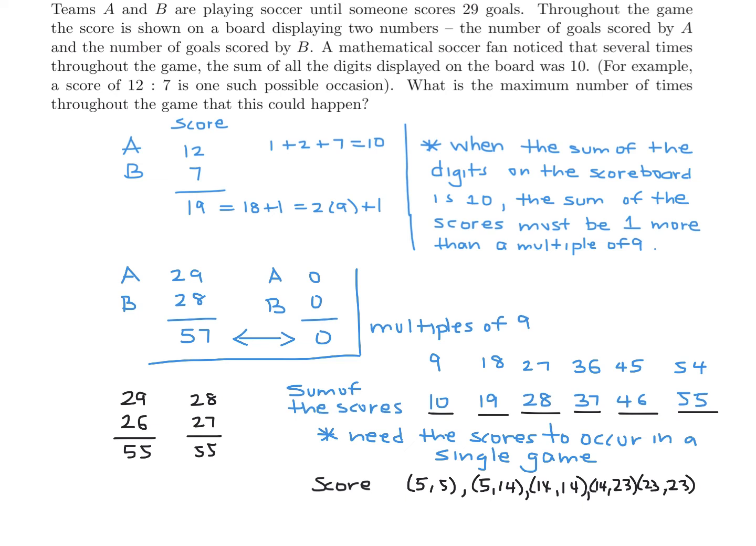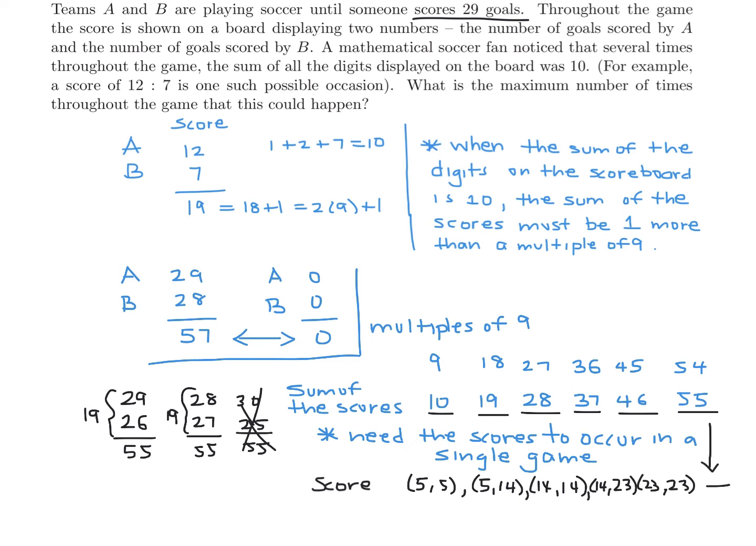Now you might say, well, we can keep going, right? What about something like 25 and 30? That gives 55. But you can't get 30, because the game ends when somebody scores 29 goals. So this is not possible. These are the only two ways to get 55. But notice the sum of the digits will not be 10. The sum of the digits here would be 2 plus 9, which is 11, plus 2 plus 6, which is 19. Similarly here, the sum of the digits looks like 19 again. So this one has no solutions.